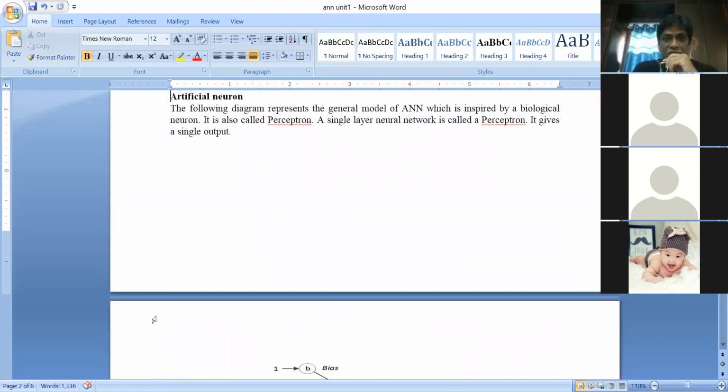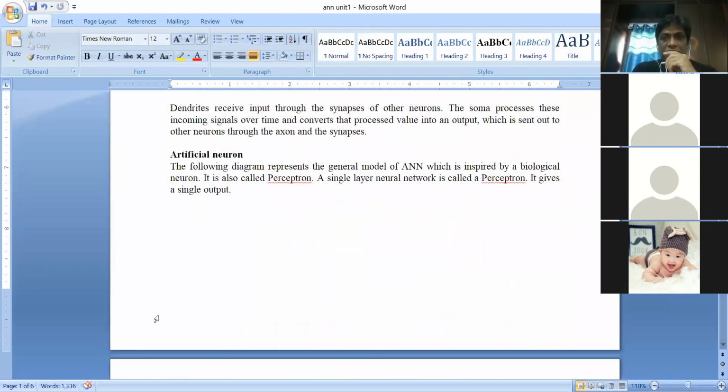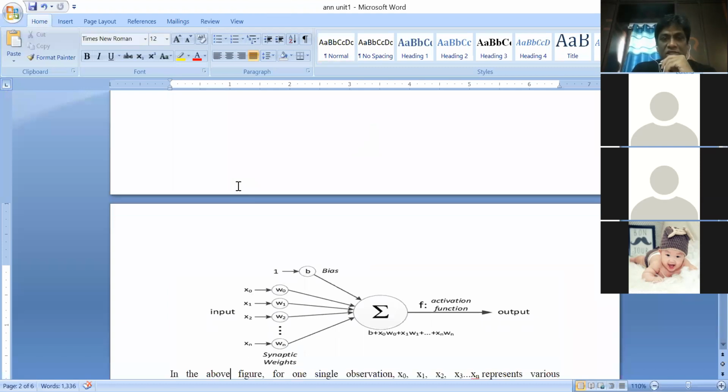If you look at what exactly happens in a biological human brain system, this paragraph will explain. Dendrites receive input through the synapses of other neurons. Okay? And the soma processes these incoming signals and converts this processed value into an output, which is sent out to other neurons through the axon and synapses. As simple as that. Our artificial neural network also does the same thing, which replaces these parts with some other parts. Let us compare these parts over here.